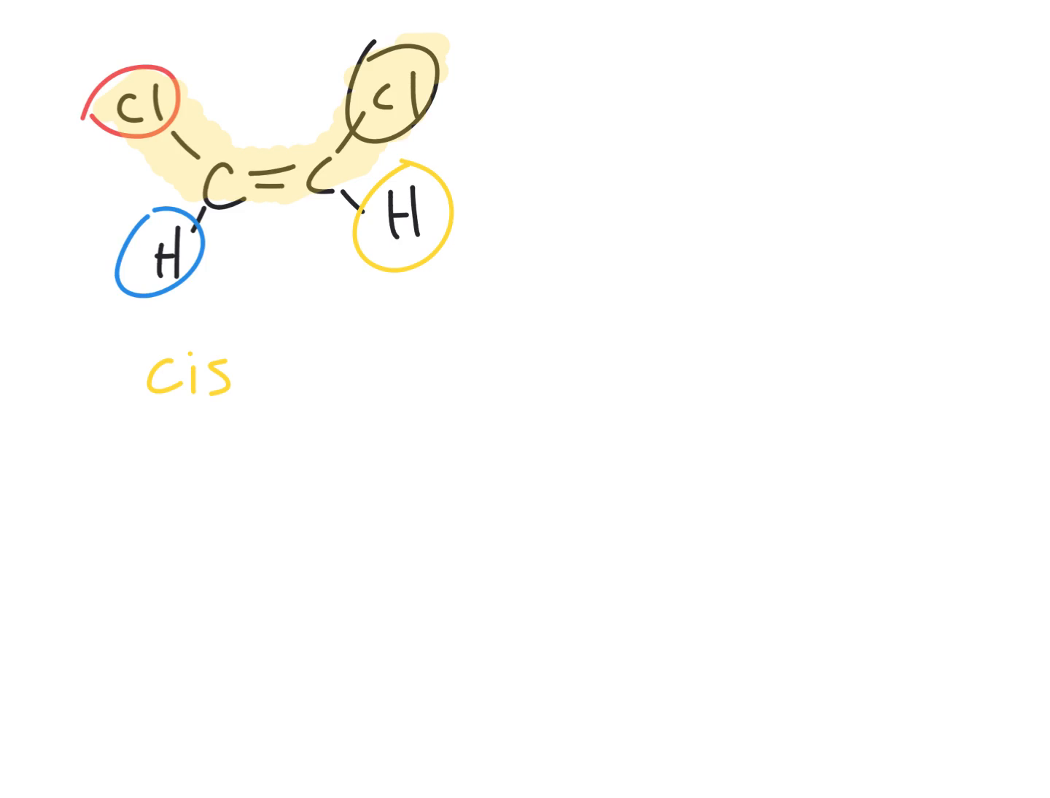Now what's the actual compound called? You can see it's got two carbons. It's a 2-carbon alkene. So it is going to be called ethene. And then of course we have to assign the chloride residues. So it's a cis 1,2-dichloroethene, okay? Compare that to the trans version.